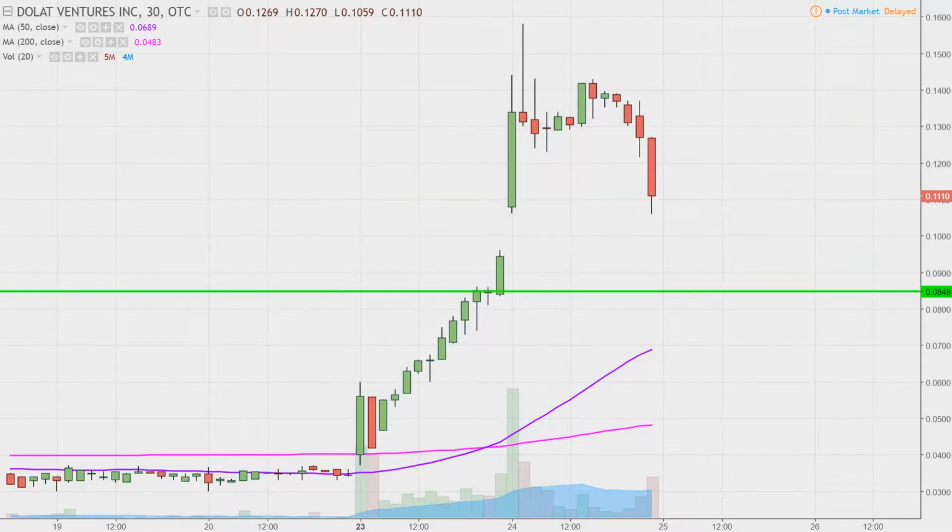And the other way you can track the health of the current move, as I talked about yesterday, is to just watch that purple line, the 50-period simple moving average. As that line moves itself upwards, as long as the price stays above it, the bulls are in full control.